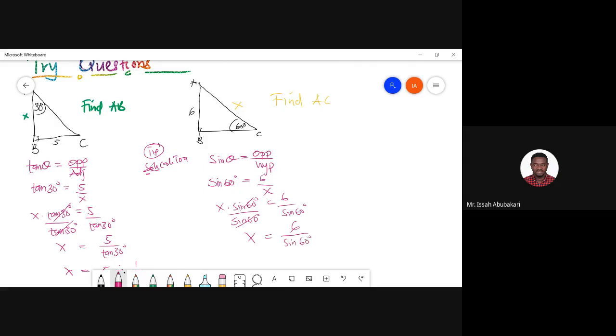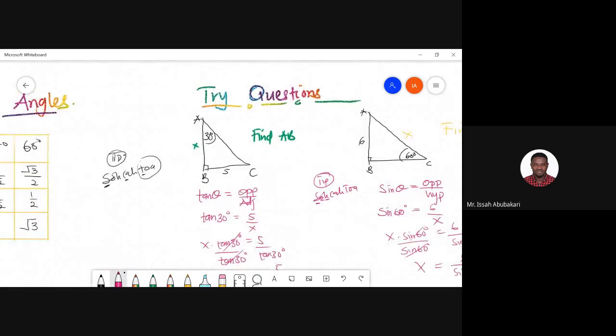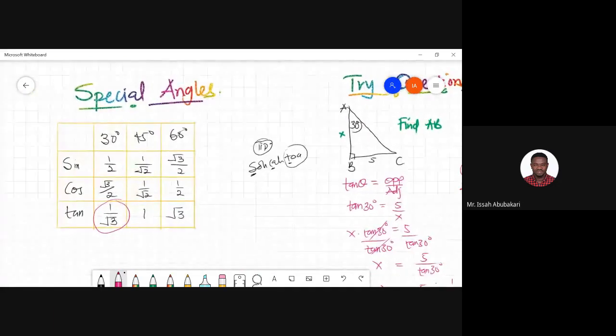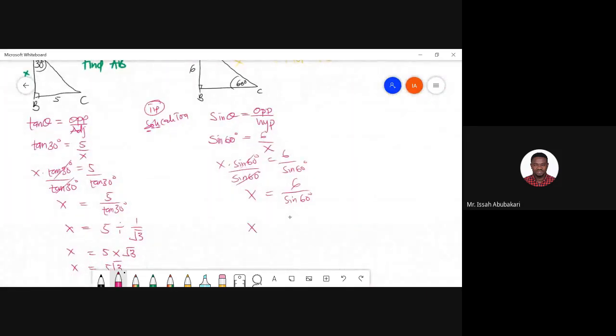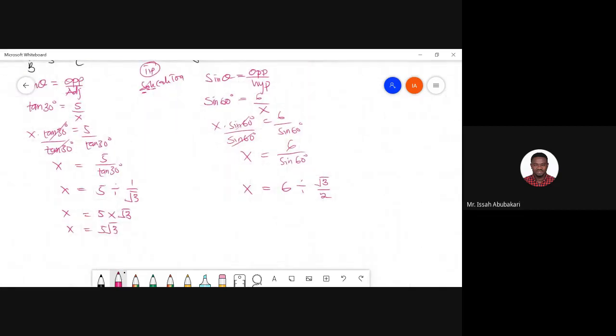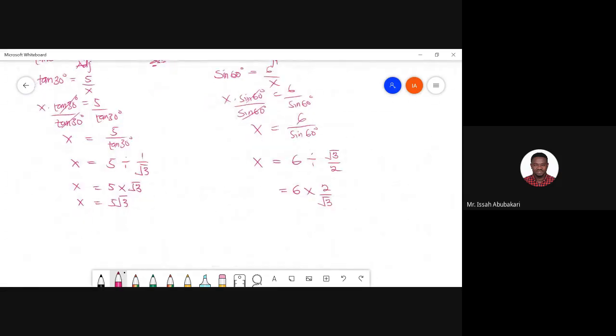And we know sine 60 degrees from the table is equal to root 3 divided by 2. So X is equal to 6 divided by root 3 divided by 2. Now, let's try to simplify this. 6 multiplied by 2 divided by root 3. Okay? And this will be equal to 12 divided by root 3, or we can write our answer as 12 times 1 divided by root 3.